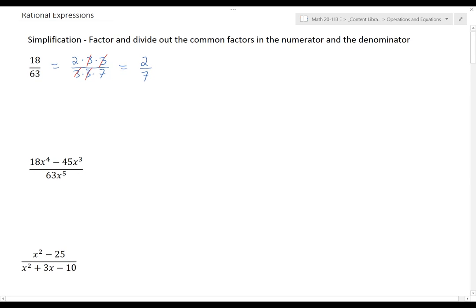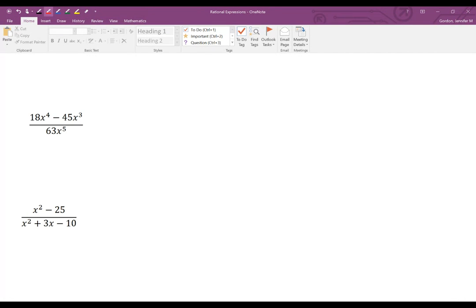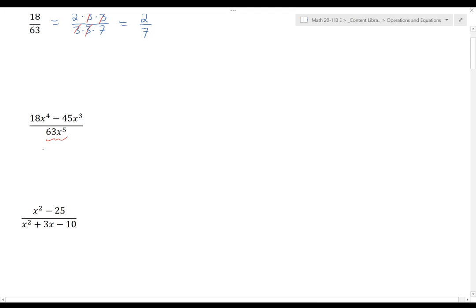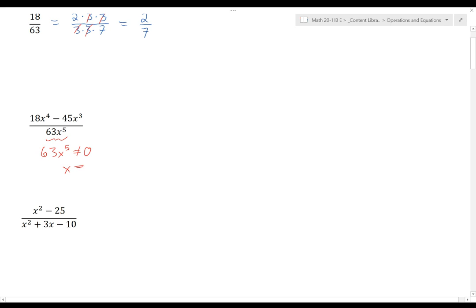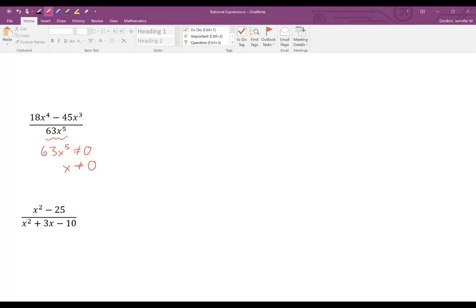But in this next example, where I have a variable in the denominator, I actually do have the potential for division by 0, so I have to keep that in mind. And I want to deal with it right up front. I want to deal with the fact that this denominator cannot be 0. So 63x to the power of 5 cannot be 0. We can divide both sides by 63. We can take the fifth root. Ultimately, what we end up with is x cannot be 0. So that's the non-permissible value here. That's also going to be important to keep in mind as we do our simplification.